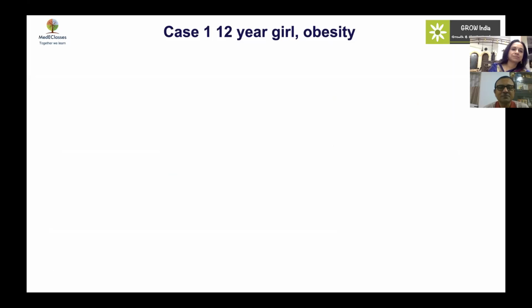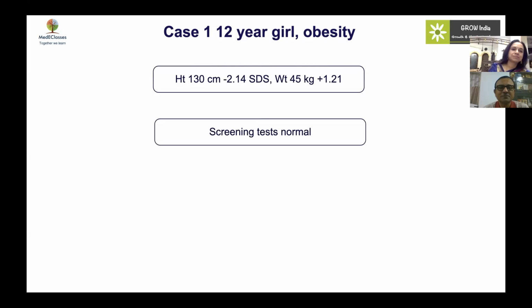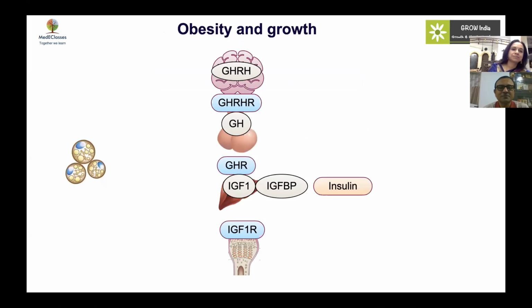So we'll start off right with cases now. We have this 12-year-old girl who presented with obesity. She had a height of 130 centimeters, was a bit short, weight was more, screening tests were done, which were basically normal, and then she was advised lifestyle measures. Now, this is a situation in which people will say, okay, 98% of these individuals have a chance of physiological obesity. Why do a workup? But there is a big catch here. This girl is actually short, and that's a very important pointer here.